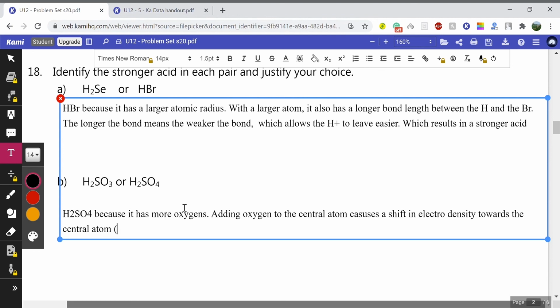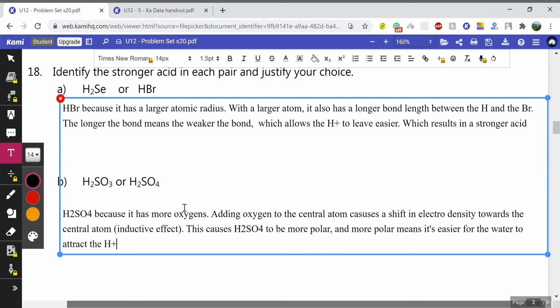And we call that the inductive effect. Now, this causes the H2SO4 to be more polar, and more polar means it's easier for the water to attract the H plus, allowing the H plus to leave easier, as in the previous question, which means the acid is stronger.